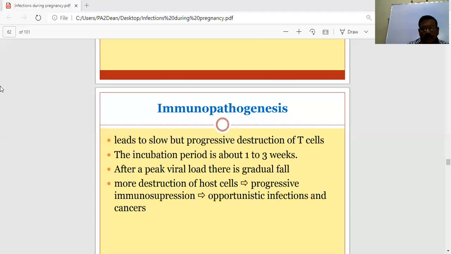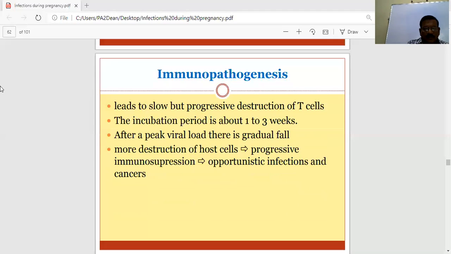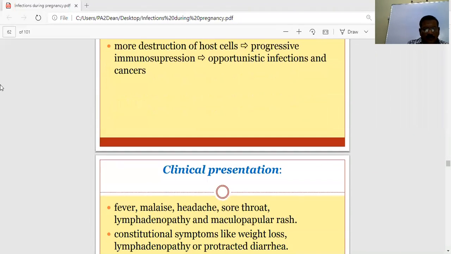Coming to the immunopathogenesis, it leads to slow but progressive destruction of T cells. The incubation period is about 1 to 3 weeks. After a peak viral load, there is a gradual fall. More destruction of host cells, progressive immunosuppression, and opportunistic infections and cancer. This is regarding the immunopathogenesis of HIV.